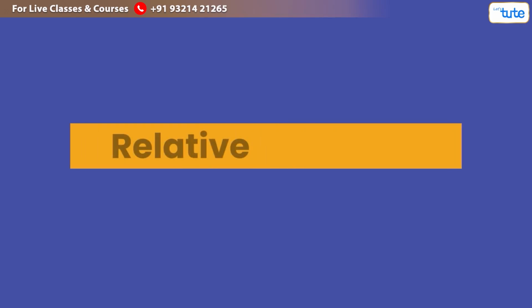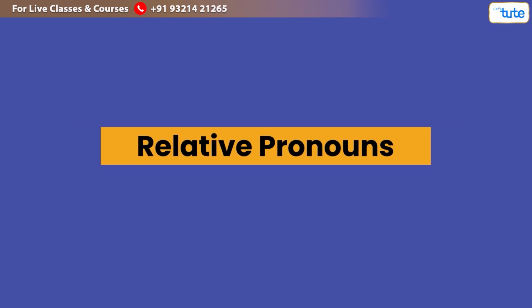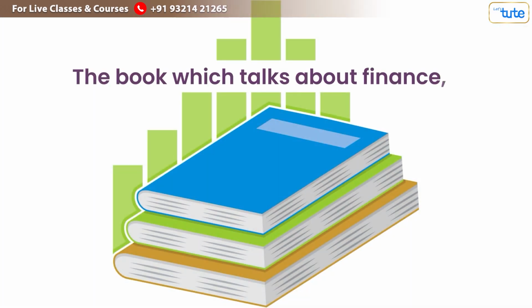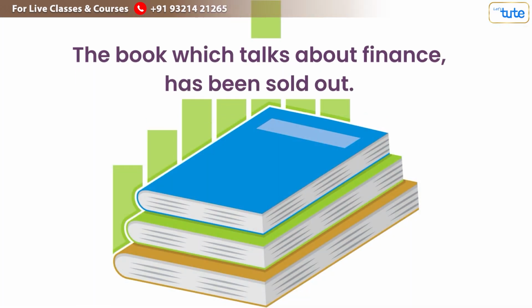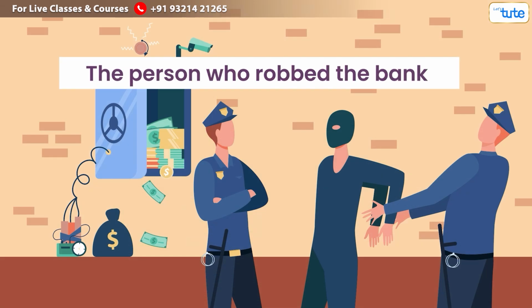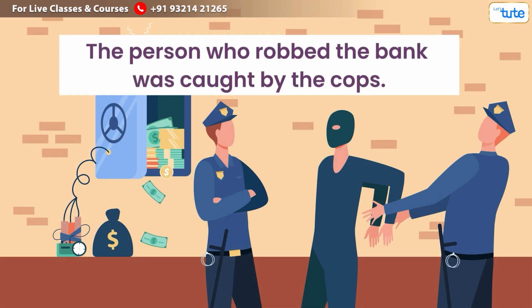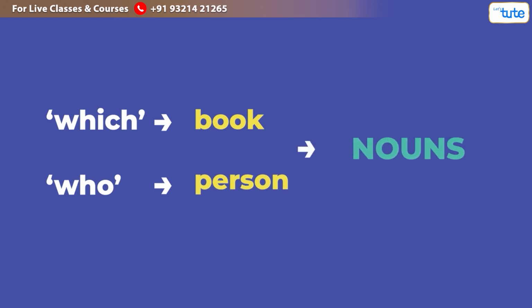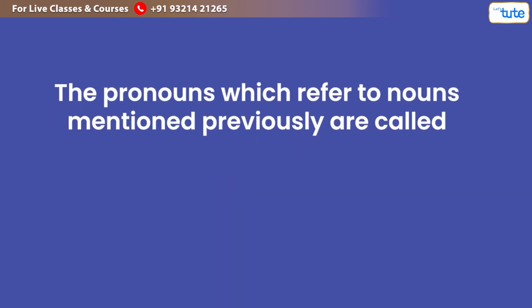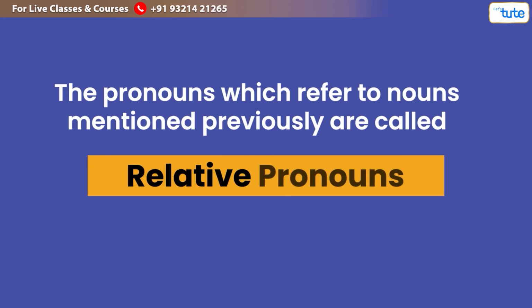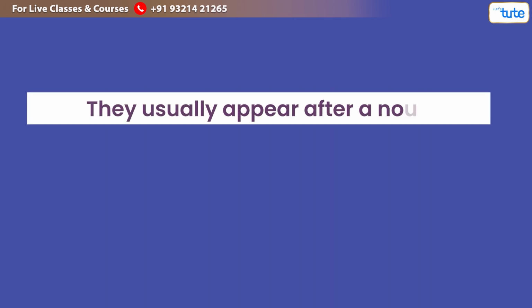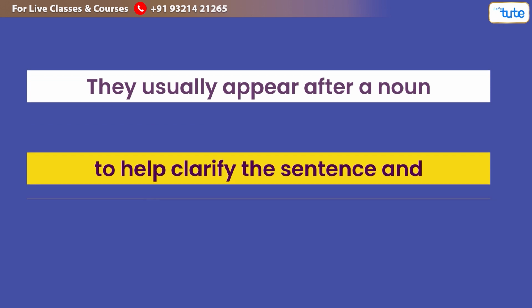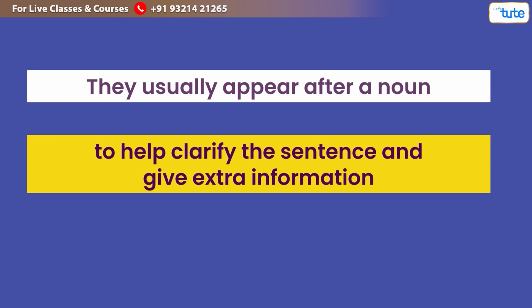Next, we have relative pronouns. Take a look at these sentences. The book which talks about finance has been sold out. The person who robbed the bank was caught by the cops. The pronouns which and who refer back to a specific book and a person respectively. Here the words book and person are nouns. So the pronouns which refer to nouns mentioned previously are called relative pronouns. They usually appear after a noun to help clarify the sentence and give extra information.